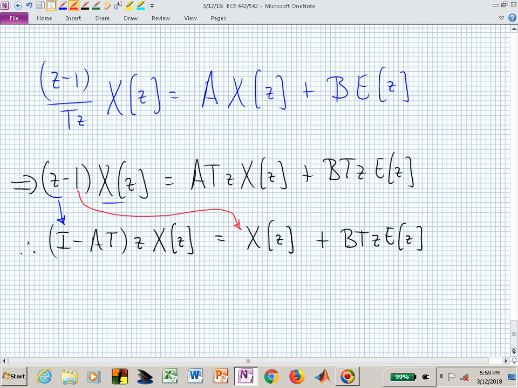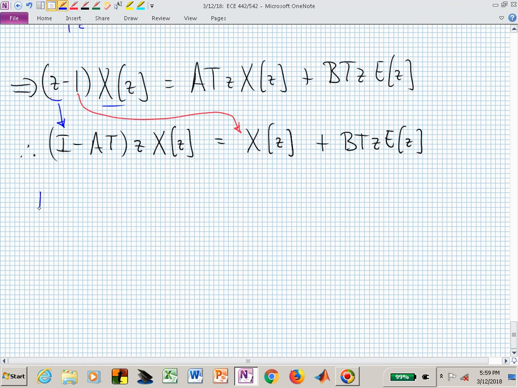Now, let's go into the time domain. And what does that look like? Can I say that that's x of n plus 1 minus AT x of n plus 1?